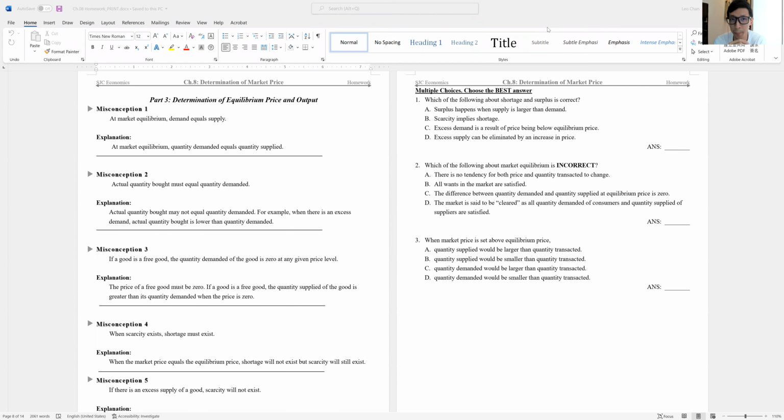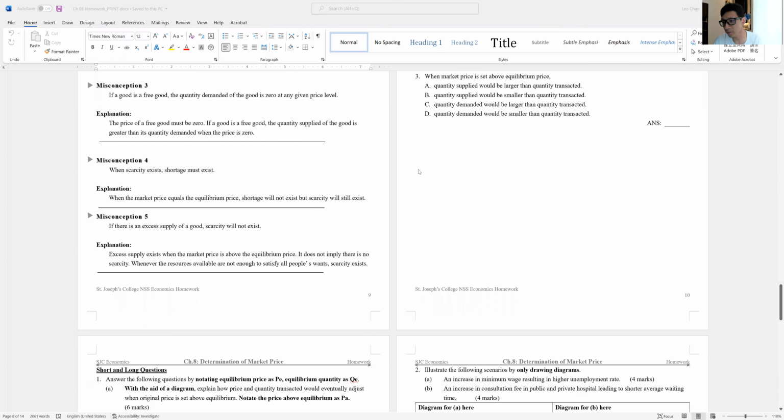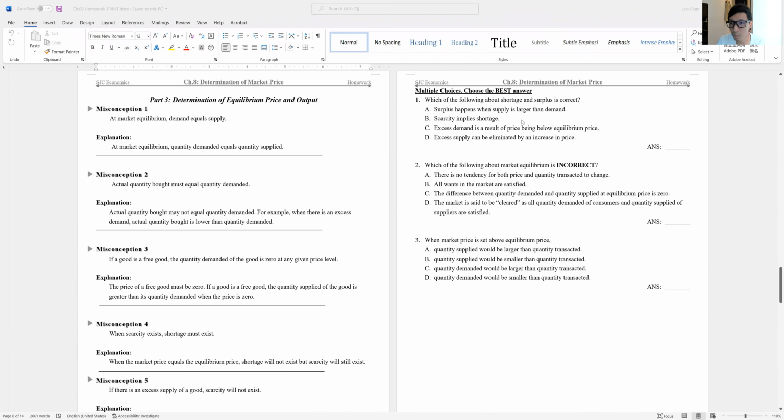So welcome back to part two of our chapter 8 homework explanation. This time, we are going to look at the last part and the revision exercise to see how we can draw diagrams to represent demand and supply situations. So let's get started. Let's go to page 10 of your homework, the three MCs.